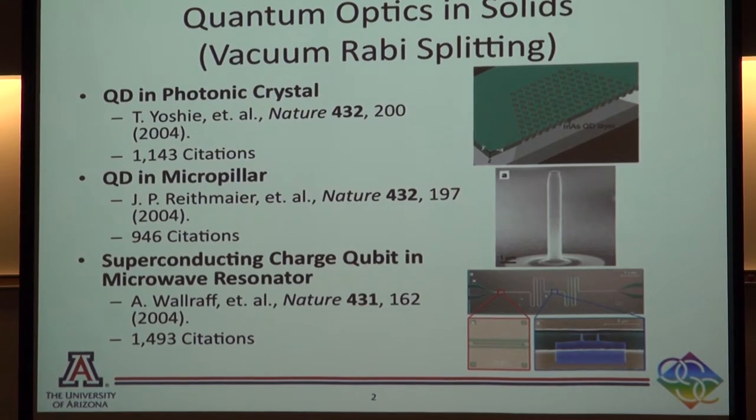coincidence of having three major works seeing cavity QED as effectively vacuum Rabi splitting in semiconductors. It was our work in photonic crystals, it was work in Germany with the micropillars, and at the same time a work was published by the superconducting crowd, also seeing vacuum Rabi splitting. And this is the beginning of a rather sad story, because pretty much the superconducting crowd took us out of business.